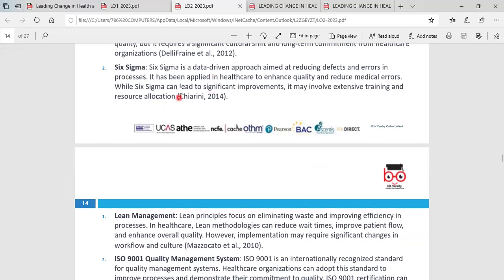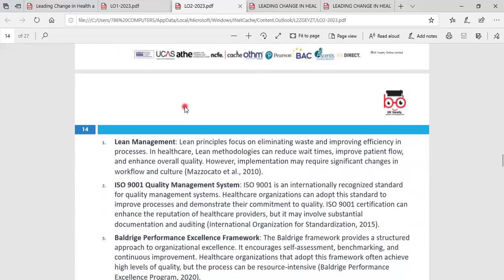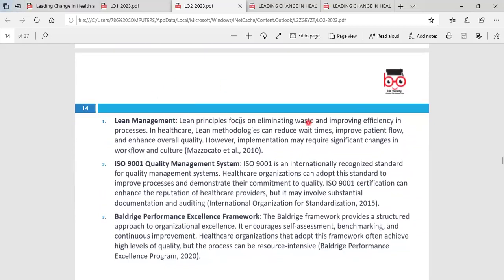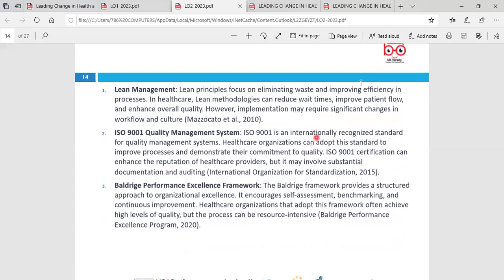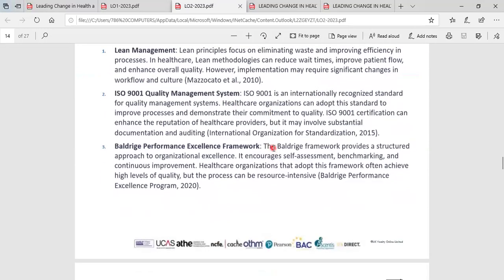So this, again, is one very important way of assessing quality. You have lean management. So their principles focus on eliminating waste and improving efficiency in the processes. So these lean methodologies can reduce waiting times and improve patient flow. Again, however, you would need significant changes in workflow and culture. The ISO standards, we are aware of these ISO standards. So if you have a valid certificate, this is how quality is reflected, it shows that you have the proper quality system working.